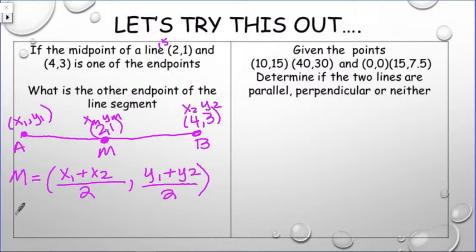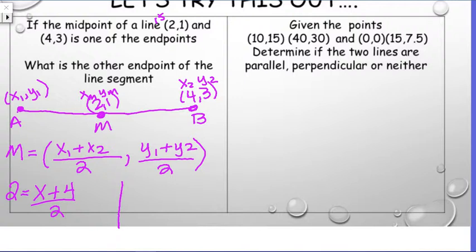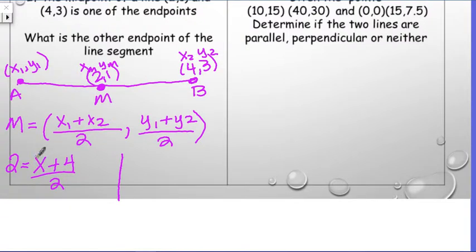So the midpoint for X is 2. So I'm going to say 2 equals the X1 I don't know, so I'm going to just call it X, plus the X2 I do know, which is 4, over 2. I'll solve this and then we'll go back. I don't like the fractions in the problem, so I'm going to multiply both sides by 2 to get rid of this fraction on the right side. So I get 4 equals X plus 4.